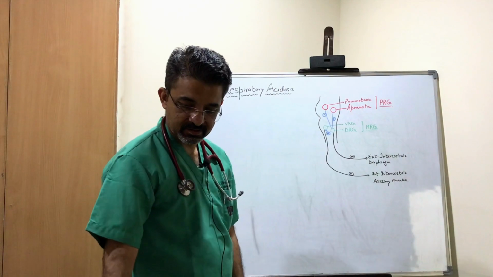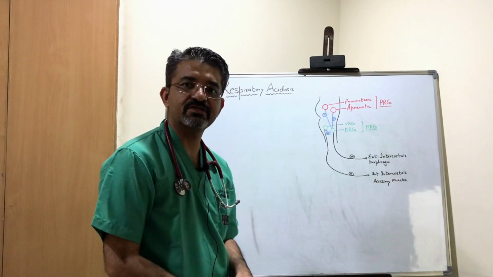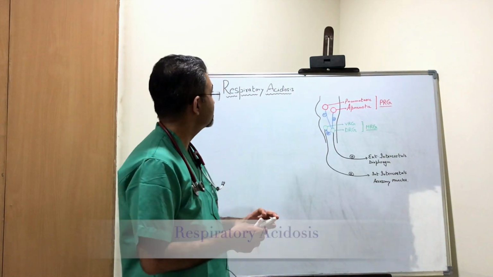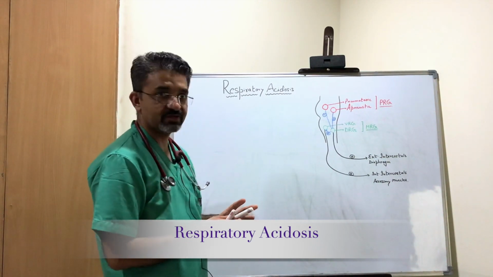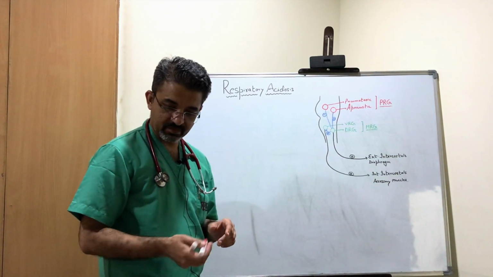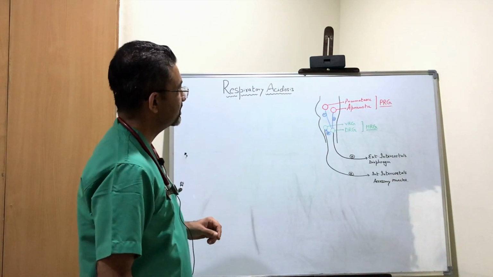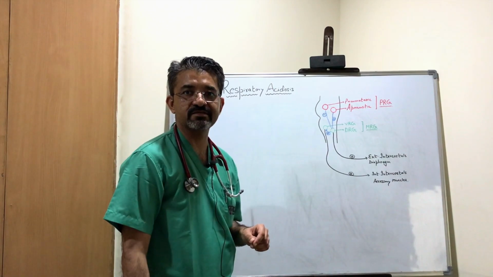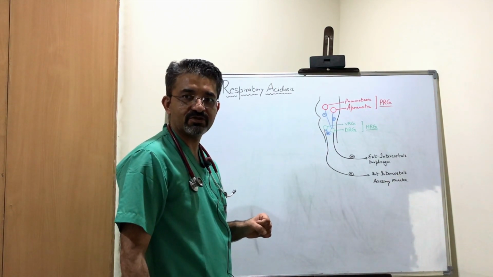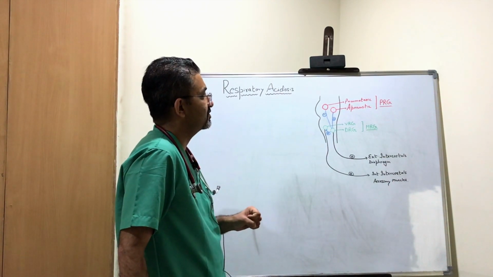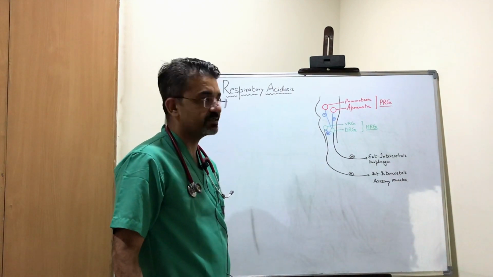Okay, good afternoon. Today we have our last lecture in the ABG series. We will be talking about respiratory acidosis and respiratory alkalosis. Before we go into respiratory acidosis, let us have some basic concepts about our respiratory centers, because most of the etiologies of respiratory acidosis and alkalosis will be focused on respiratory centers.